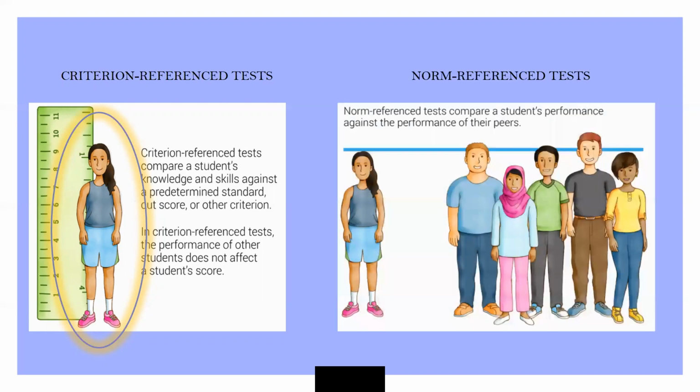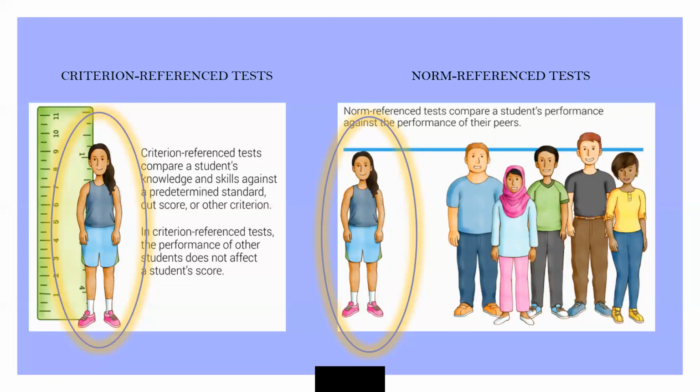But when I go to norm reference test, this is going to establish a child's skill level. So here's our child. But now I'm going to compare it with others who are of the same age, or I can even go with peers who are in the same grade. Now this is going to be a much larger sample.